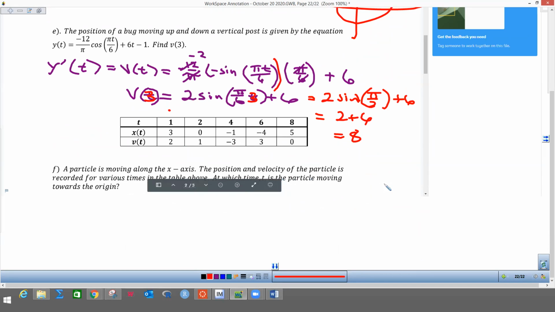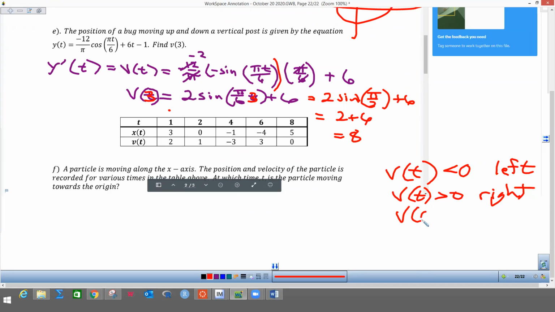Okay, so here's some things you need to know that we haven't talked a whole lot about. I'm not even really sure if we have. If v of t is less than 0, now this is talking about moving along the x-axis, so this is talking right or left. If velocity is less than 0, that means the object is moving to the left. If the velocity is greater than 0, that means the object is moving to the right. And if the velocity equals 0, that means the object is stopped. So we need to see the position, velocity of the particle at various times. At which time is the particle moving towards the origin?